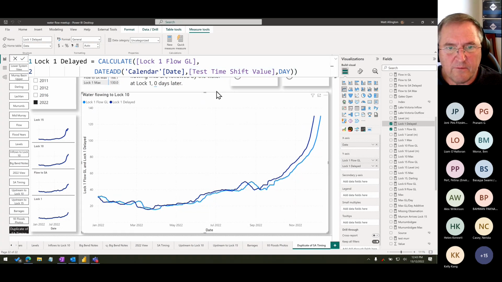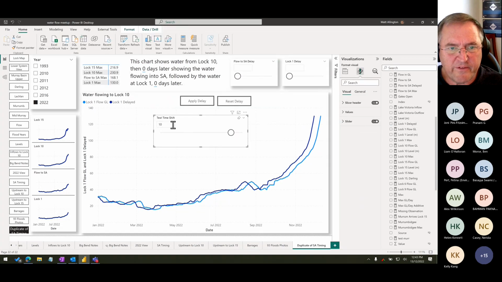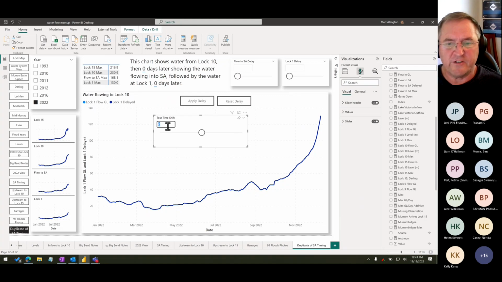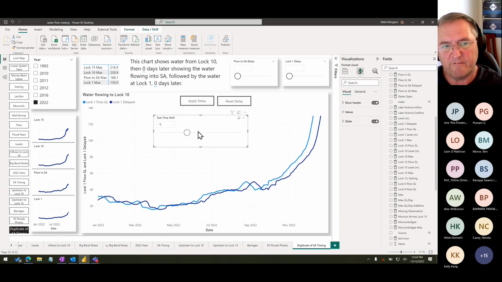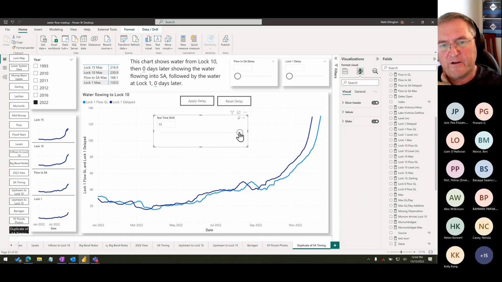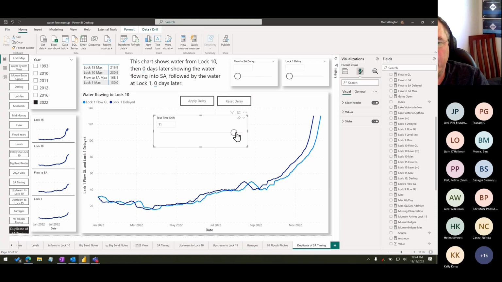So if I set this to 0, there's no time shift and the two lines sit on top of each other. If I go back negative, you can see that the delay shifts to the right, and if I move the other way, it shifts to the left. So this is a great way of doing interactivity, and in this case, it was in order to align my data points, but there are various other things that you can use this technique for.